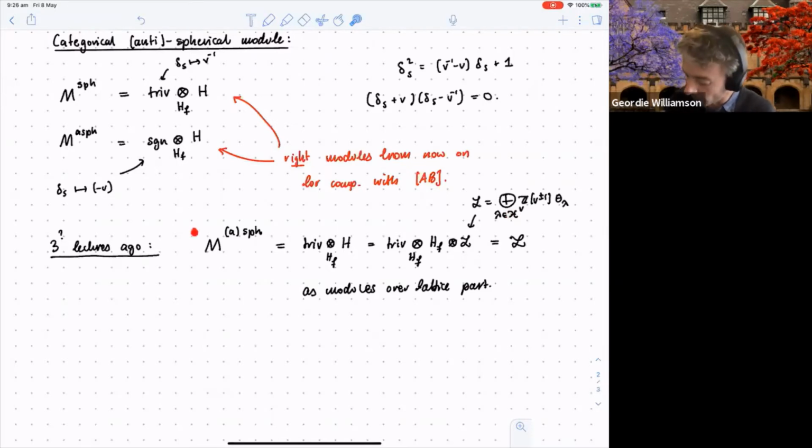So this way of understanding the spherical module, or the antispherical module, you can think of as being basically the coherent incarnation. And now we want another description of this, which is the constructible way of viewing this module, and that's the following.